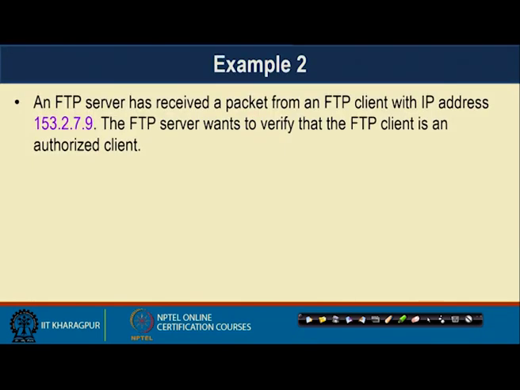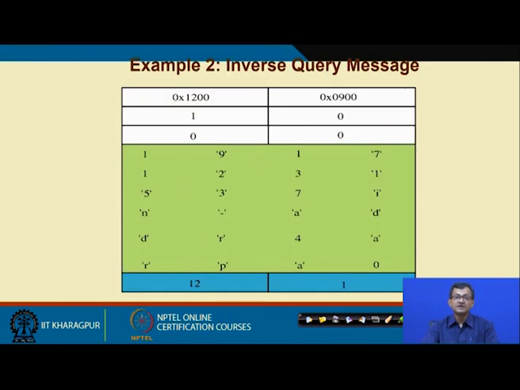Similarly, example 2. An FTP server has received a packet from an FTP client with the IP address 153.2.79.9. The FTP server wants to verify whether the FTP client is authorized or not. So, it is getting an IP and now it wants to verify whether it is authorized or not. In other words, it wants to know which domain has this particular IP. So, the FTP client has requested and the FTP server wants to do that. So, it is a reverse query message.